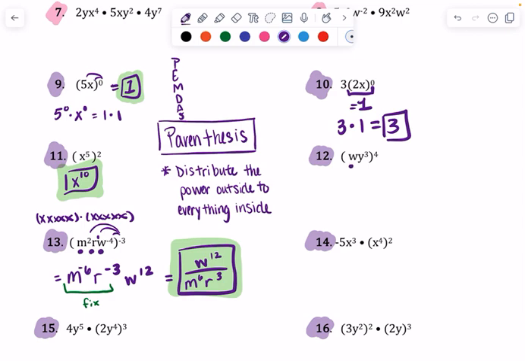All right, for number 12, we got a w and a y in there. You can put in a little power of 1 in there, but 1 times 4 gives you w to the 4th. 3 times 4 gives you y to the 12th.